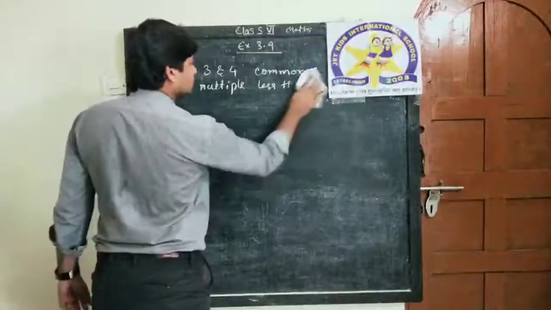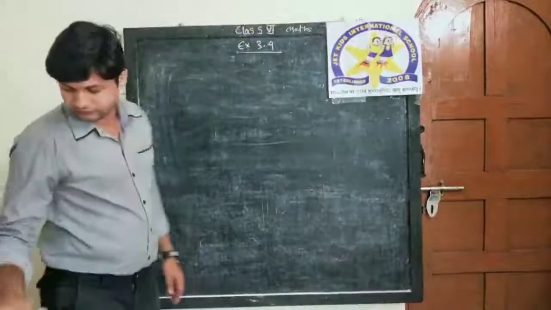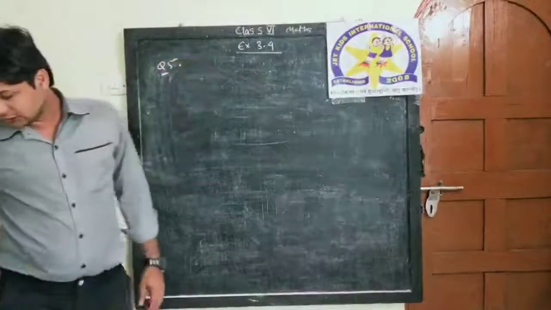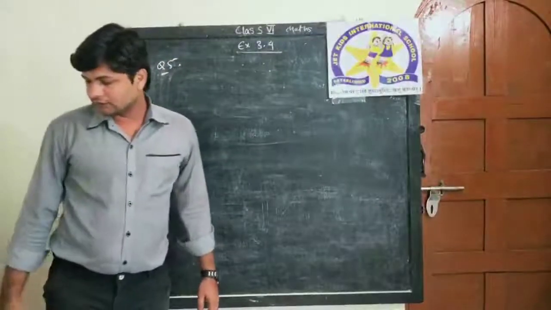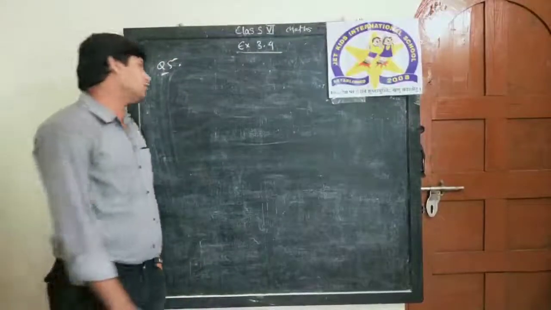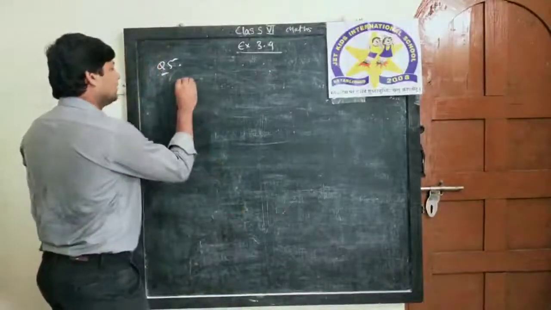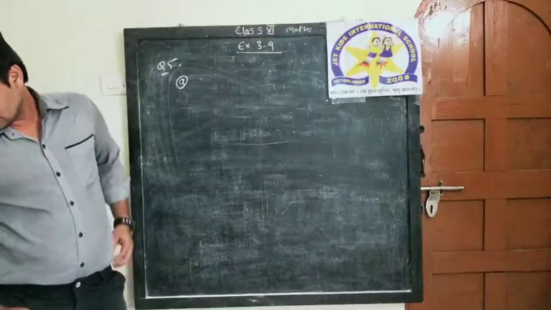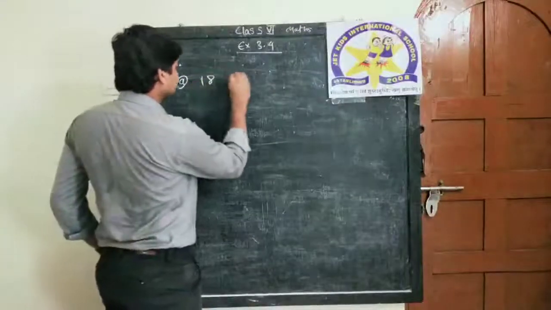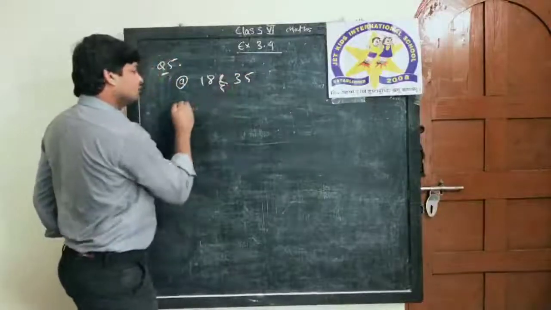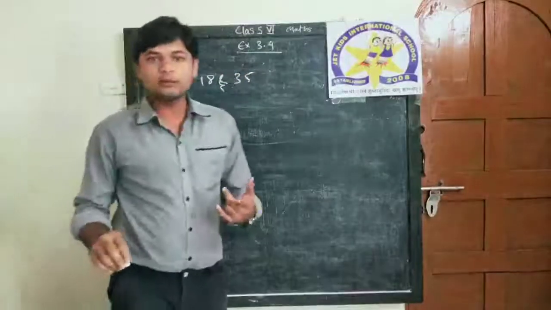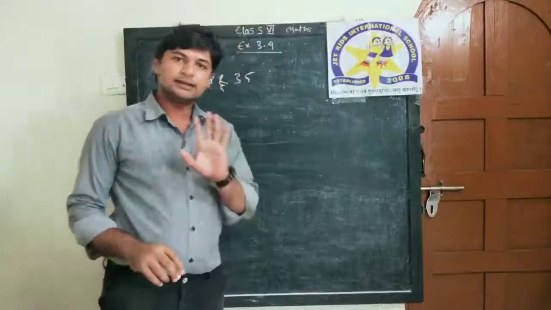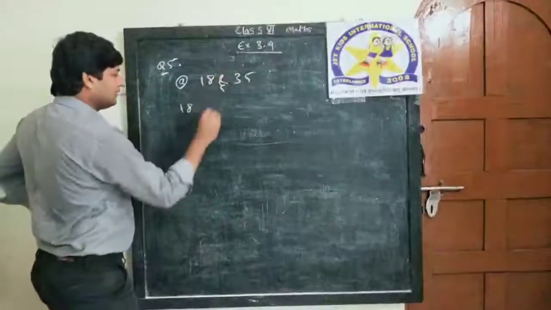Let us proceed to question number 5. It is about which of the following numbers are co-prime. Now you have to find the co-prime numbers. First one is 18 and 35. You know co-prime numbers. What is meant by co-prime numbers? Numbers whose only common factor is 1.